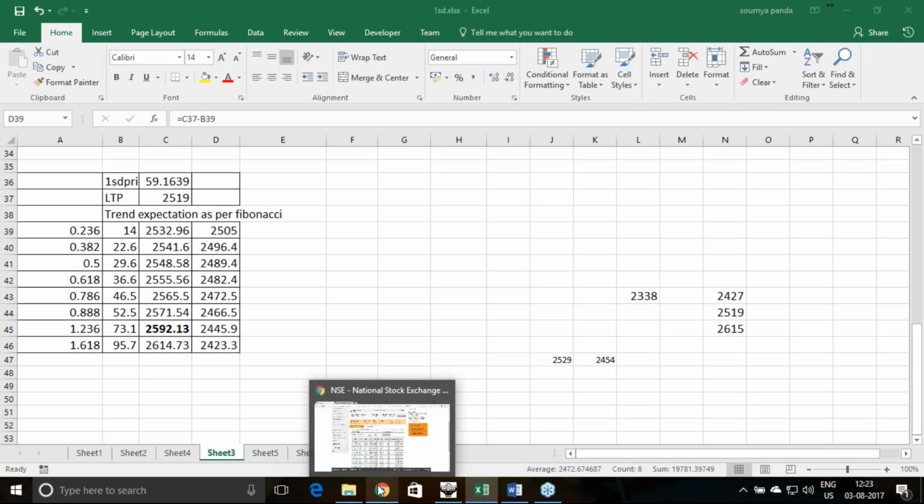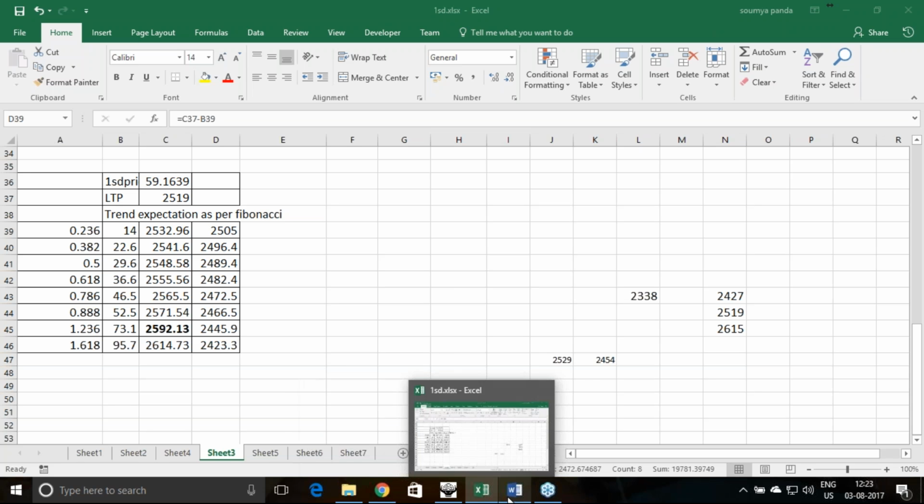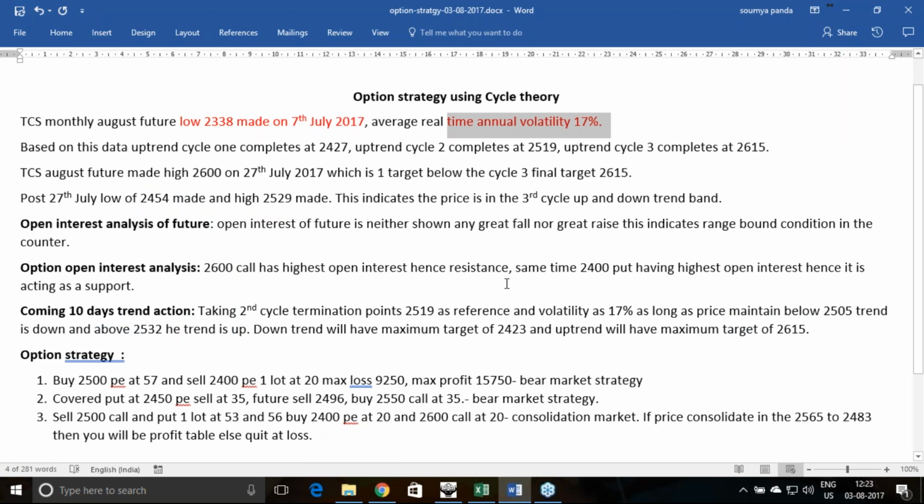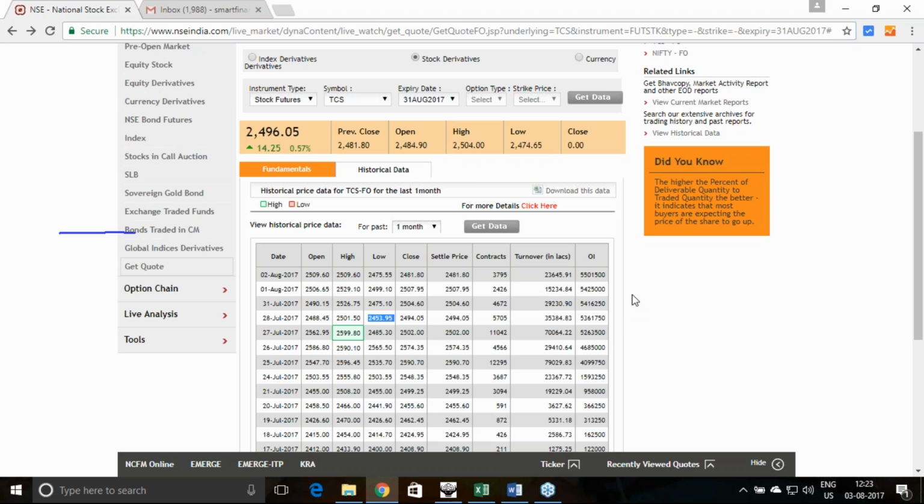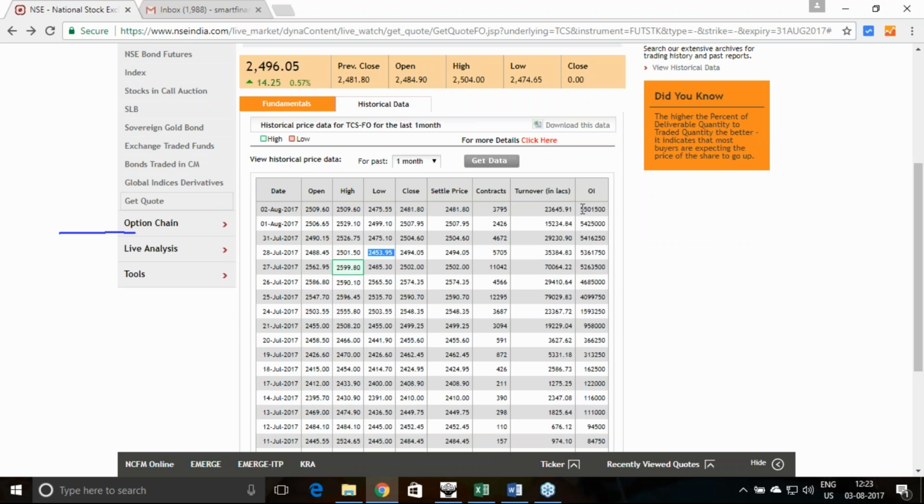That normally never happens. However, there is other data we need to look into for identifying a correct trend. So for that I am going for the open interest analysis of the future. What kind of open interest has it given? If I see all the trailing data post 27th July, it is the expiry.